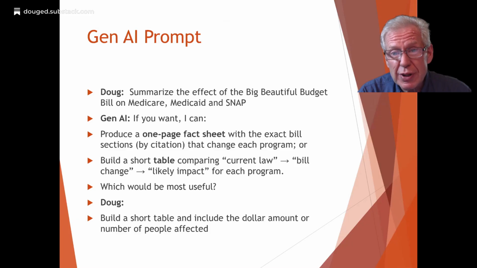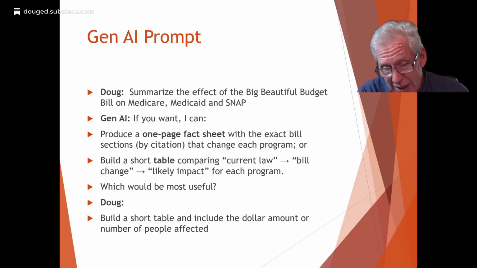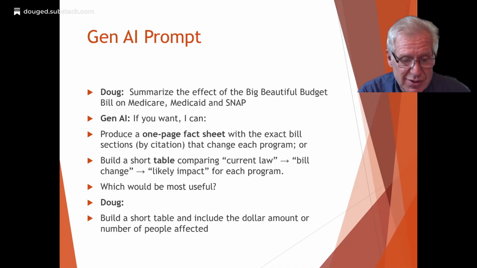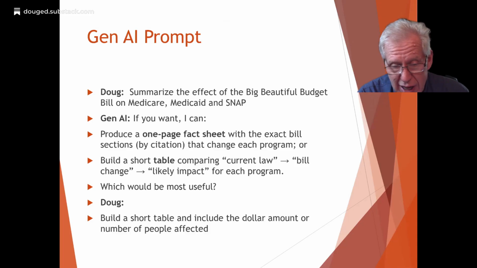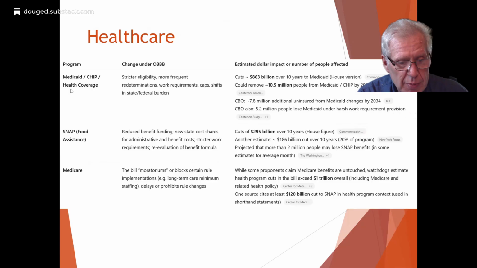After AI gave me a pretty good summary of that, the generative AI said, if you want, I can produce a one-page fact sheet with the exact bill sections, by citation, that change each program, or build a short table comparing the current law with the likely impact on each program. Which would you like? I said, build a short table and include the dollar amount or number of people affected. So here's what we have, looking at the three programs: Medicaid, CHIP, the Children's Health Insurance Program, SNAP, food assistance, and Medicare.